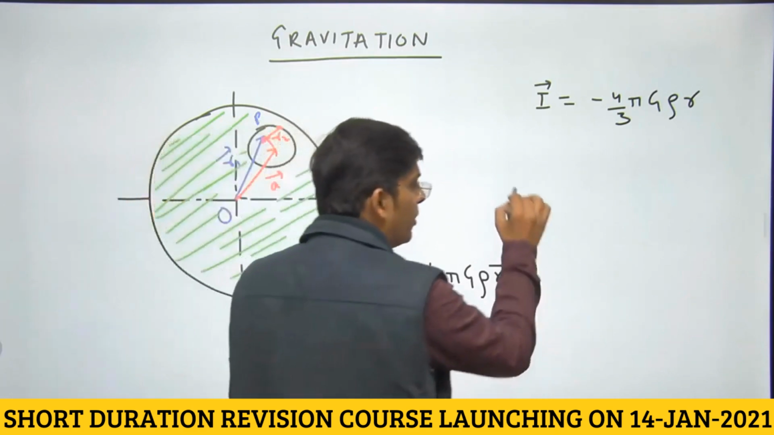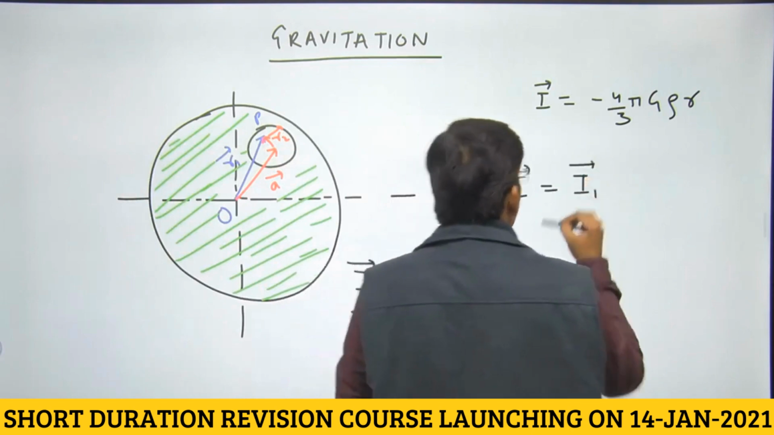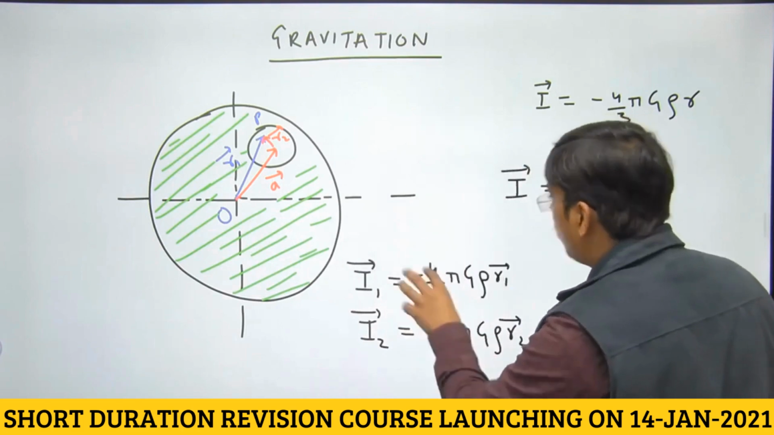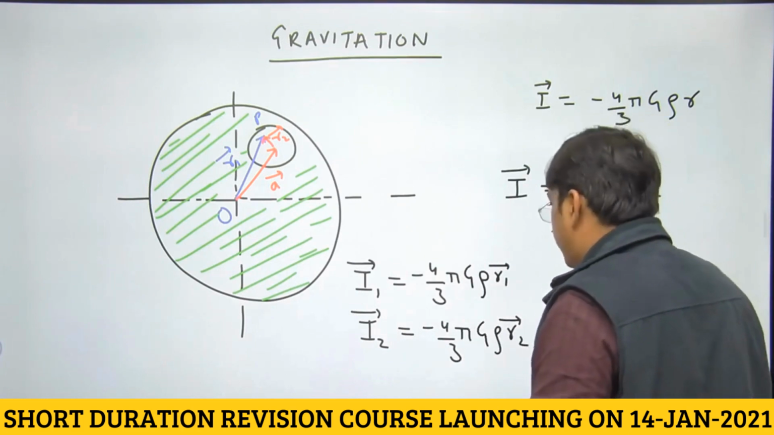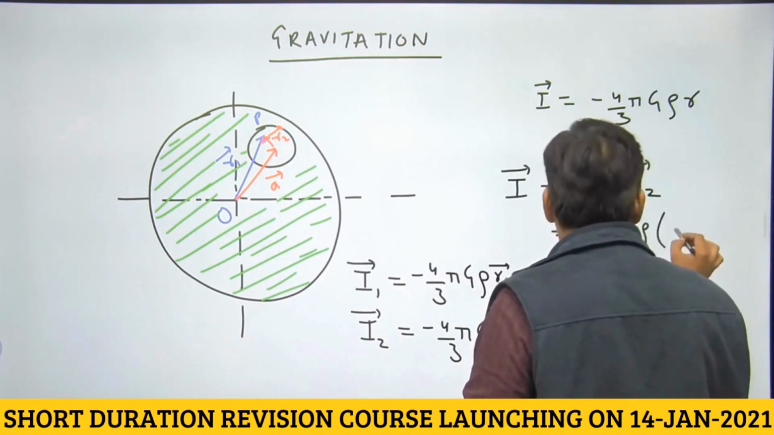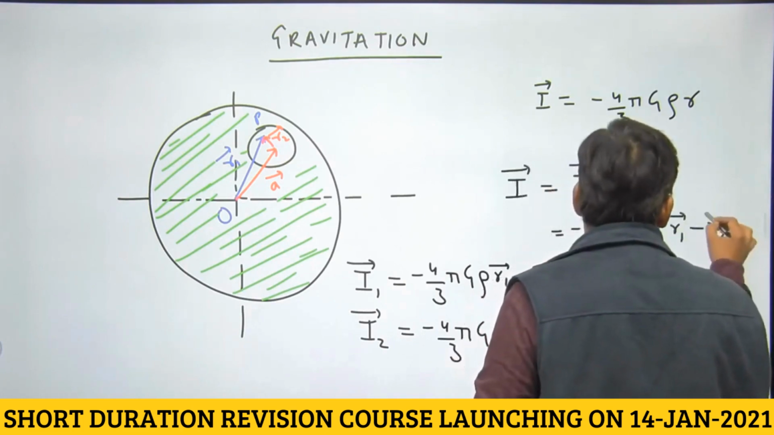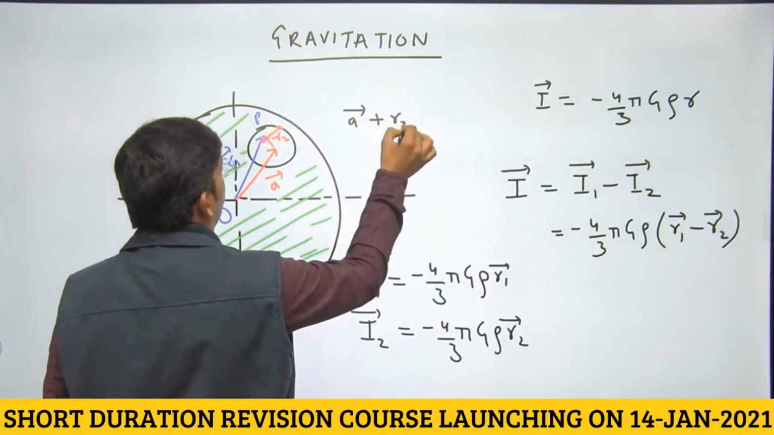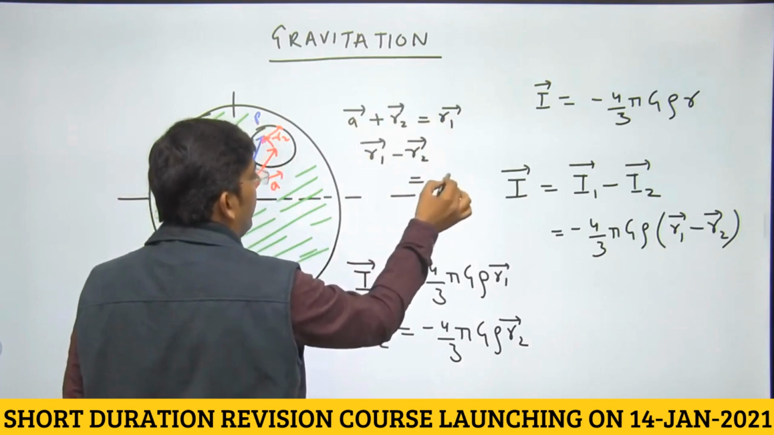You had a big sphere once upon a time, but that big sphere now has a cavity. So subtract the gravitational field intensity due to the cavity from the gravitational field intensity due to the complete sphere. You are going to get this. So this is going to be minus 4 by 3 pi G rho, or obviously this is R1 minus R2. Yes, it is. So just apply the triangle law of vectors. Vector A plus R2 is equal to R1, right, dear students? So R1 minus R2 is going to be equal to A.